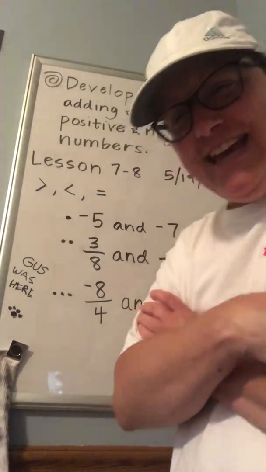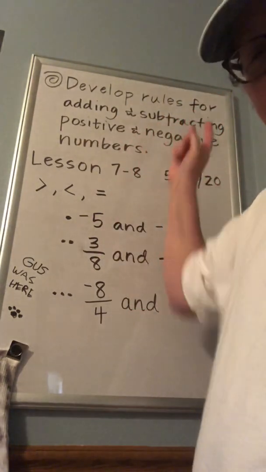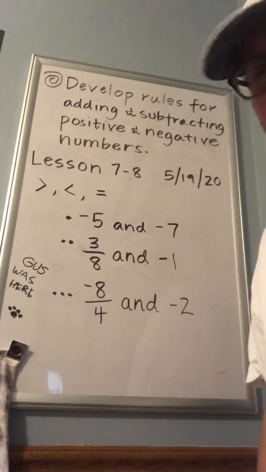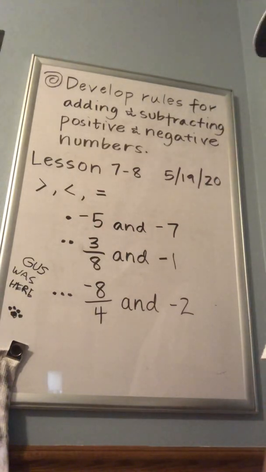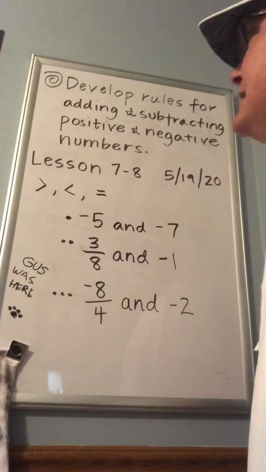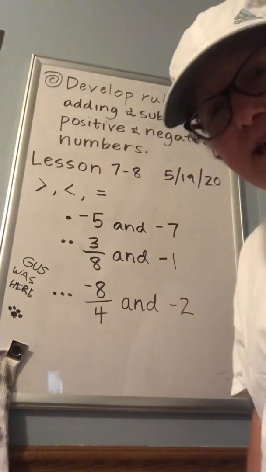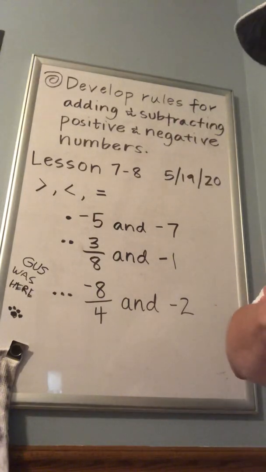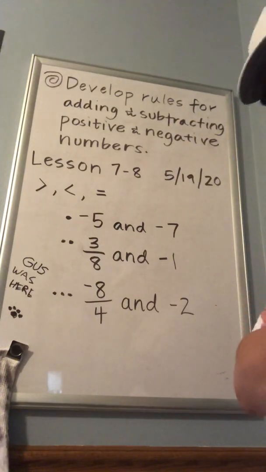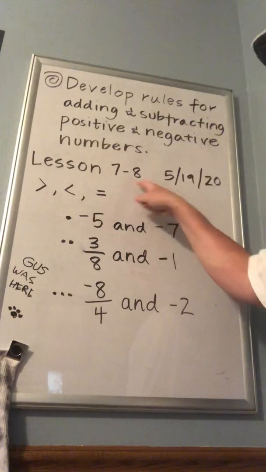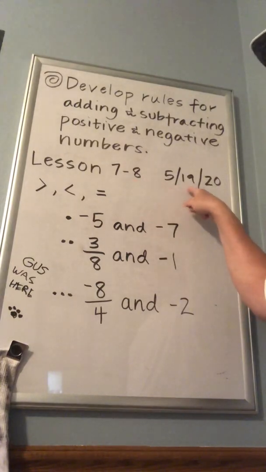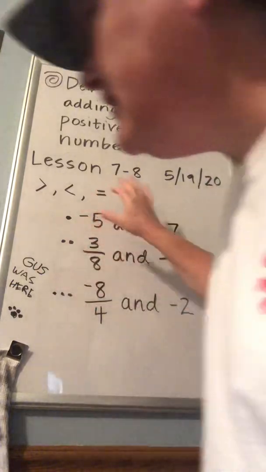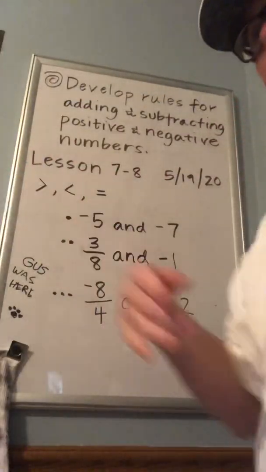Happy Tuesday. We are going to be learning again more about developing rules for adding and subtracting positive and negative numbers. That's our target learning for today. So I need for you to write that down in your red spiral, please. Develop rules for adding and subtracting positive and negative numbers. This is lesson 7-8, and the date is 5/19/20.